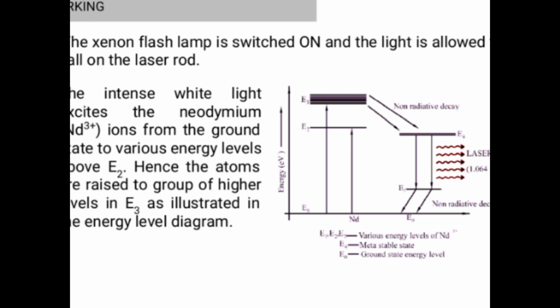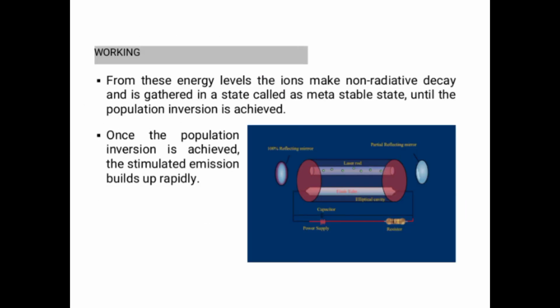From E4 to E2, the excited atoms give their excess energy as laser light, coming to the E2 state. From E2 to E0, that is the ground state, they emit their excess energy, not as a laser but as non-radiative decay. So from these energy levels, the ions make non-radiative decay and are gathered in a state called a metastable state until population inversion is achieved.